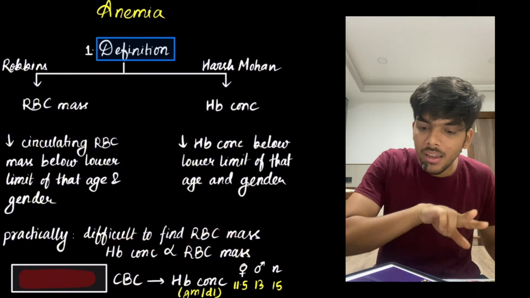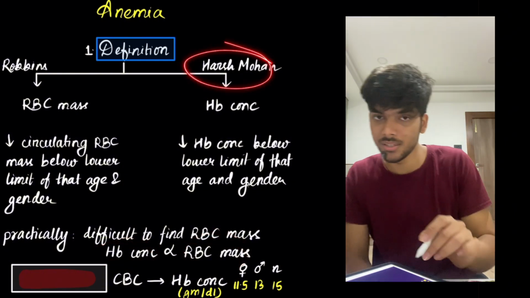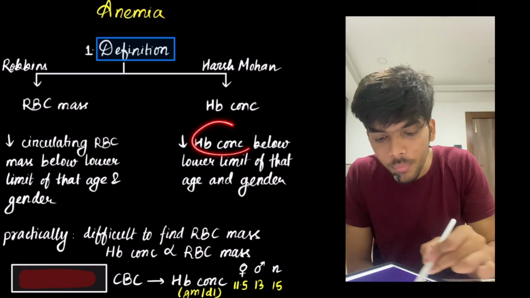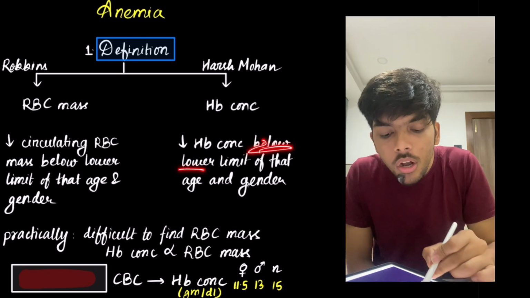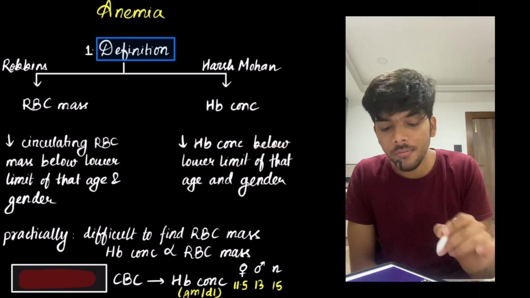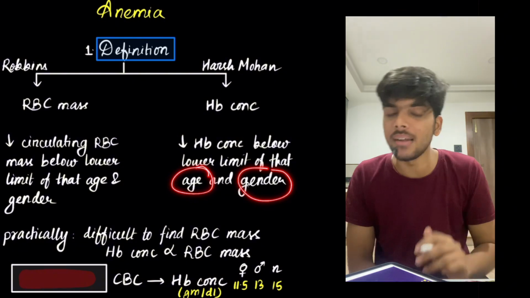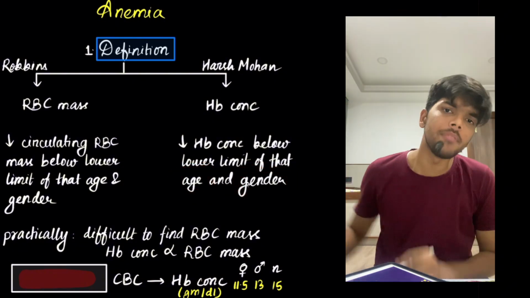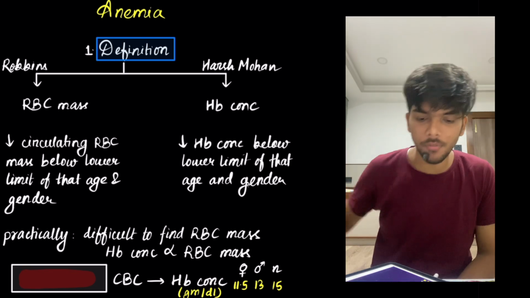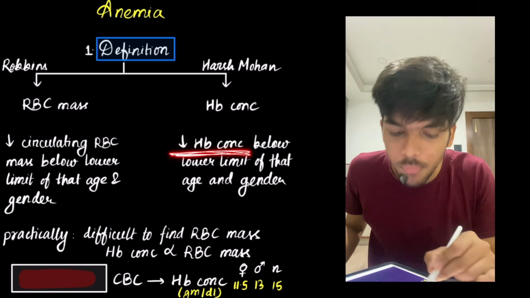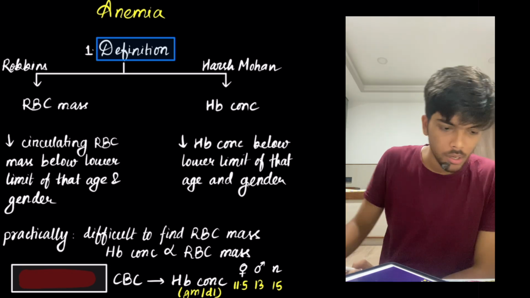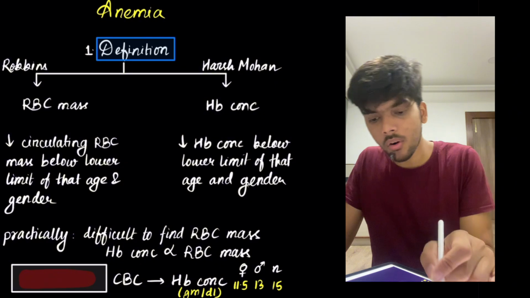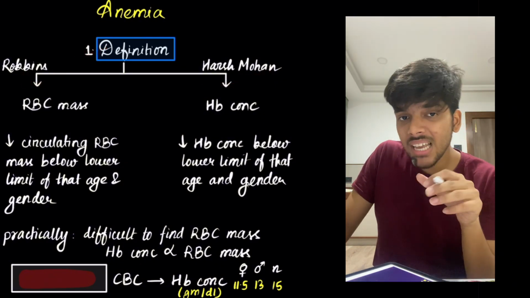So we can define anemia in terms of what Hirschman mentions. That is, anemia is when there is a decrease in hemoglobin concentration below the lower limit in an individual of a particular age and gender. Okay, remember, in all types of anemia, there is a decrease in hemoglobin concentration.